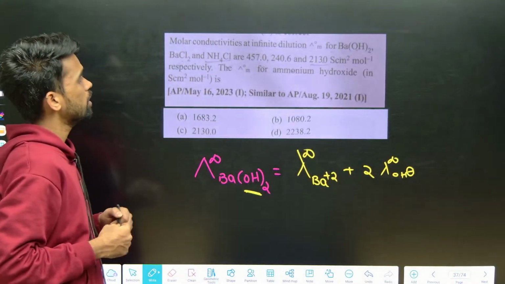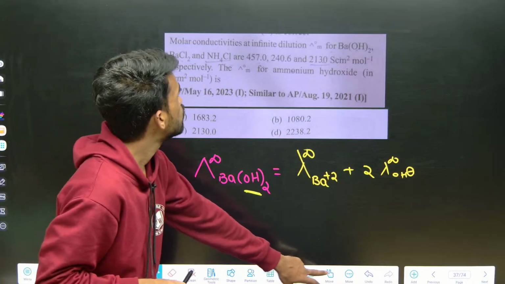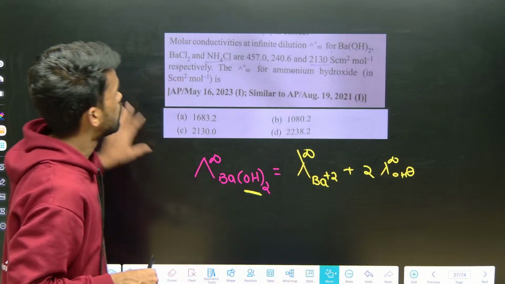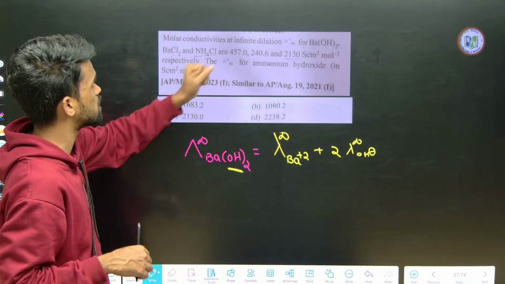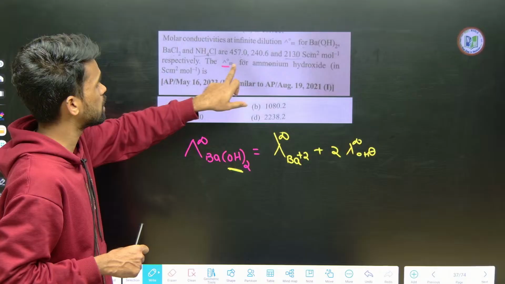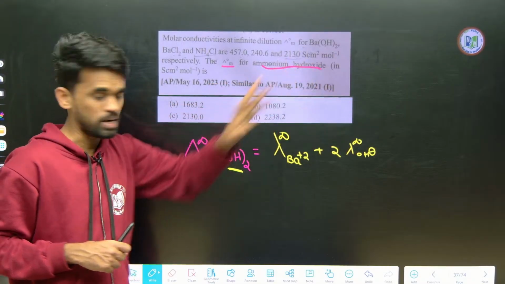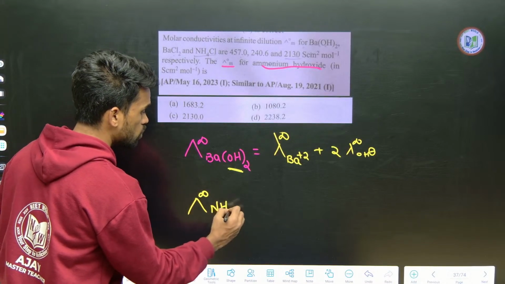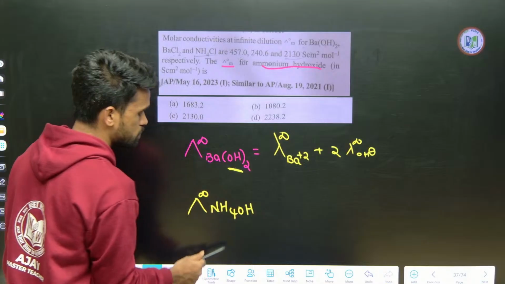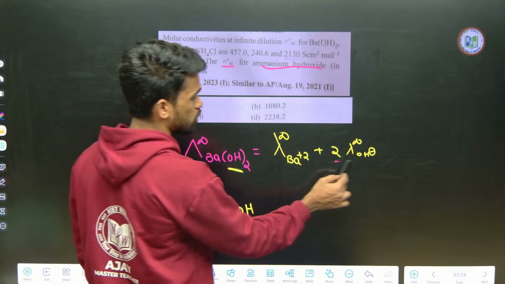But if you look at the question, what they are asking, the limiting molar conductivities of Ba(OH)2, BaCl2 and NH4Cl are given. They are asking for the limiting molar conductivity of this weak base, that is ammonium hydroxide. So it means the limiting molar conductivity of NH4OH. Now how many OH groups are required to construct this formula? 1. But Ba(OH)2 is contributing 2.